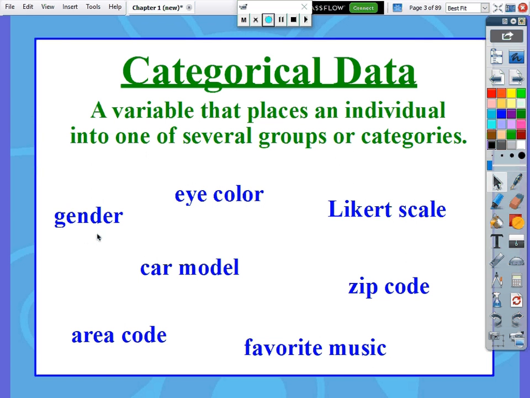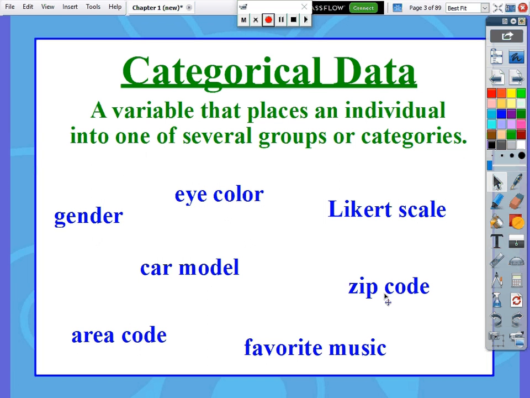So we might be talking about gender. We might be talking male, female, or whatever other types of genders you might identify as. We could talk about eye color being brown, blue, green, hazel, etc. Car models, and then I get into some numerical categorical data like area codes. Like I'm in the area code 618, rep. But you might be in a different area code. Zip codes are also a categorical variable.